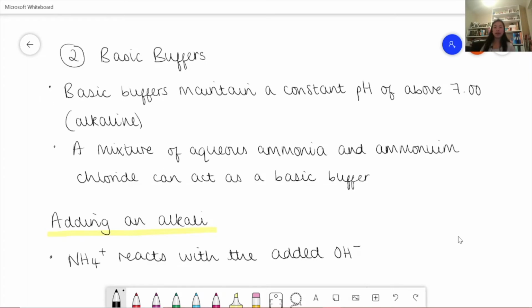A basic buffer is one which can maintain a constant pH of above 7, so it'll always have an alkaline pH.